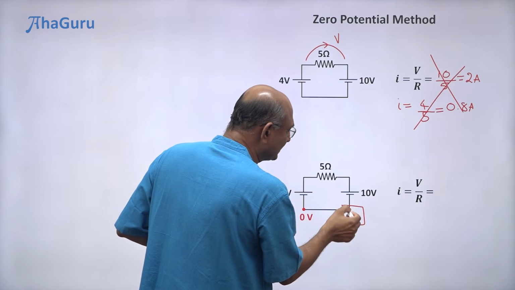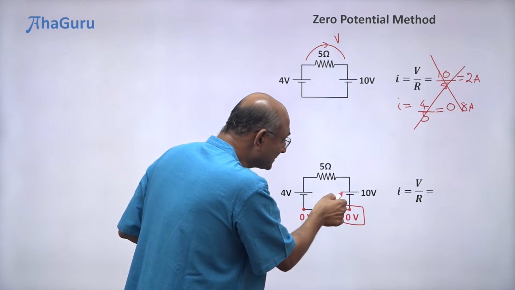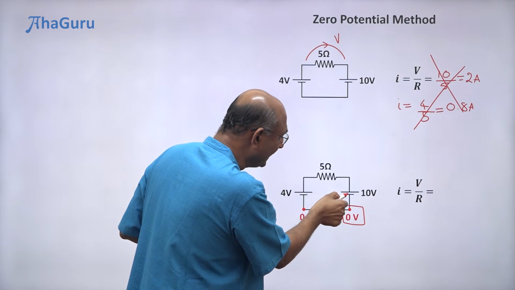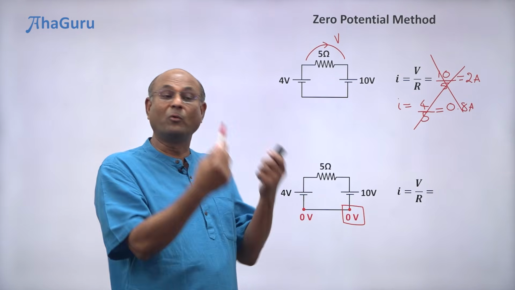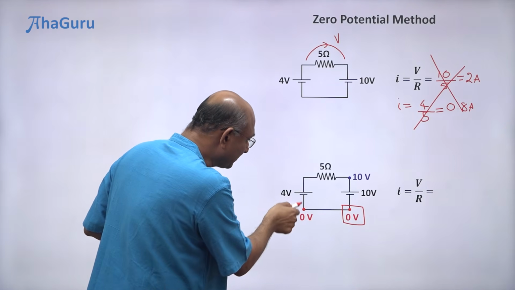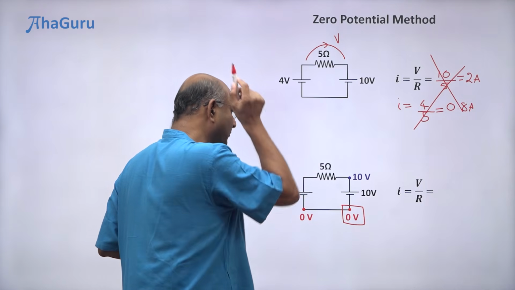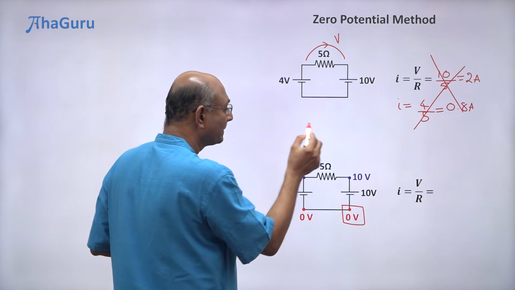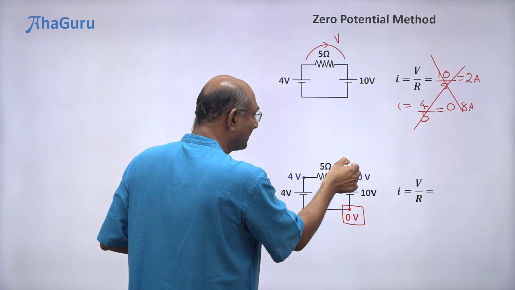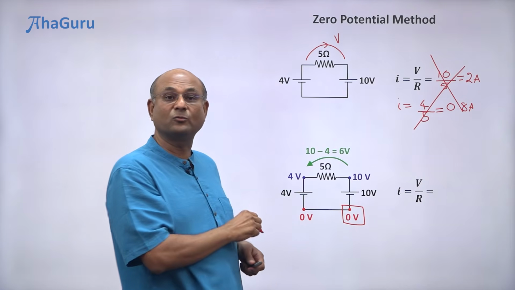Now, if this is zero potential, that must be how much? 10 volts. Why? The small side is zero potential, right? The big side must be 10 volts more. So, 0 plus 10, so that must be 10 volts. Here the small side is 0. The big side must be 4 more. So, 0 plus 4. So, this must be 4 volts. 10 volts, 4 volts. So, the potential drop in this direction is 10 minus 4, 6 volts.